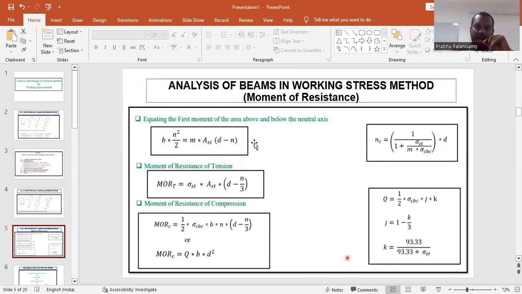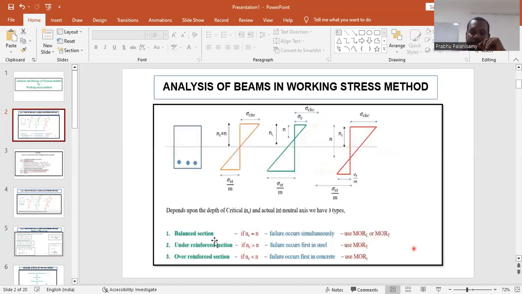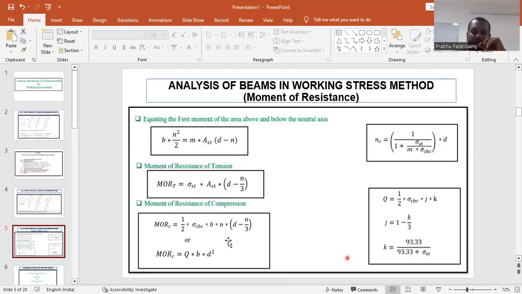So this is the formula to find the actual neutral axis, and this is the formula to find the critical neutral axis. And the J, K, Q values are the design constants, which can be found based on this formula. As we discussed, if you get a balanced reinforcement section, that is NC is equal to N, we may use the compression or tension formula. Here, with tension and compression, any one of the formulas can be used.